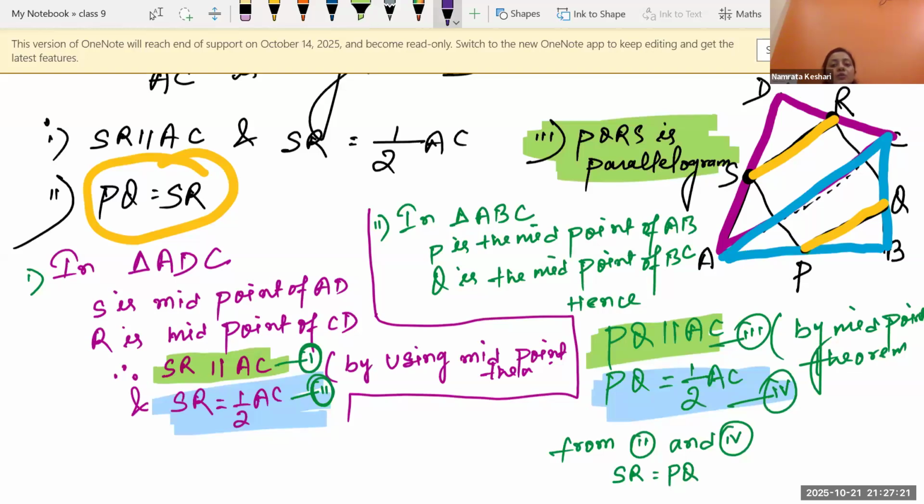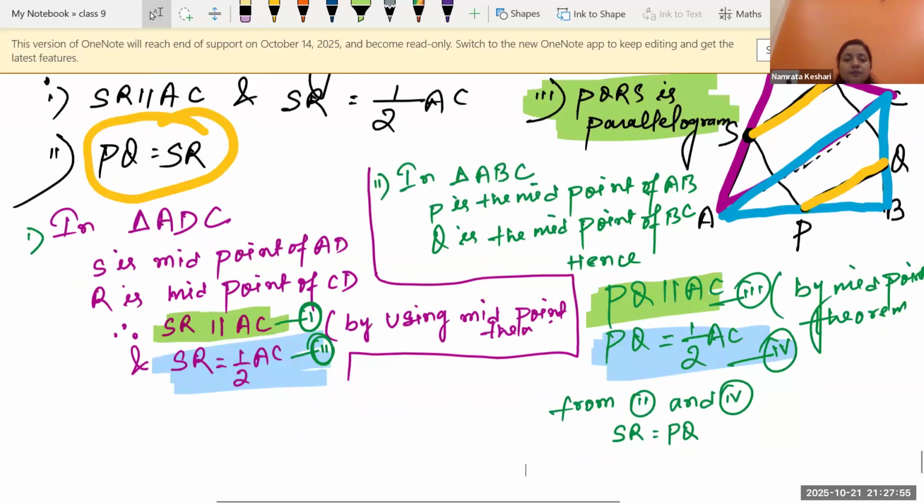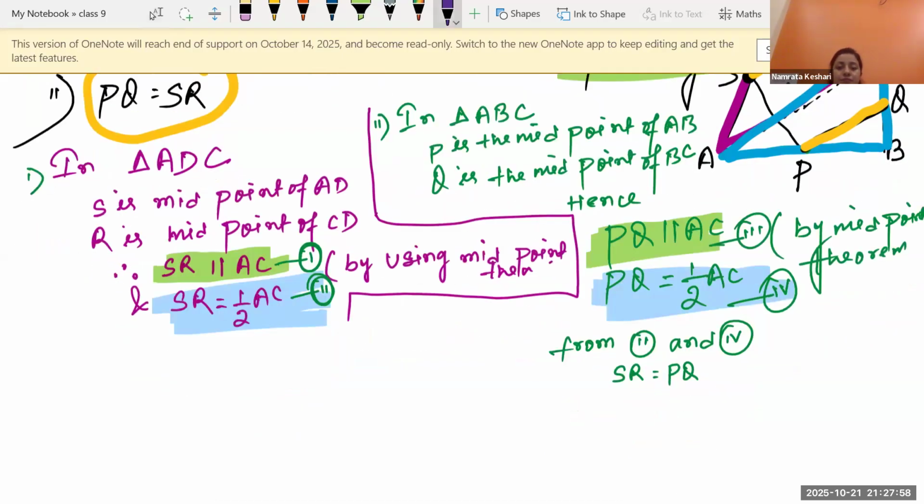We'll be just writing one more step, that by 1 and 3, SR is parallel to PQ. Then from part 2, which we have already proved, and this condition which we have in hand, PQRS is a parallelogram, because no other quadrilateral has only one pair of opposite sides parallel as well as equal. It has to be a parallelogram only. Clear?